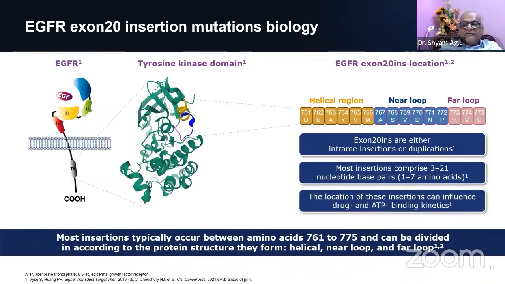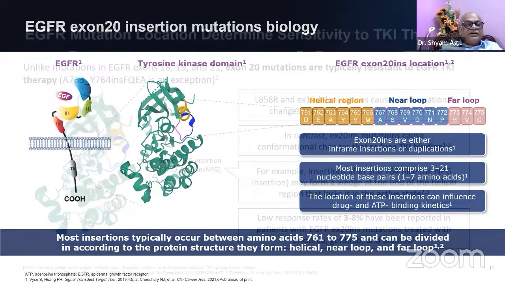So these are either in the form of in-frame insertions or duplications, and most insertions comprise 3 to 21 nucleotide base pairs, which is 1 to 7 amino acids, and the location of these insertions can influence drug and ATP binding kinetics. So there are different exon 20 insertions, as you can see here, and most of them are happening between 761 to 775 amino acid. And depending upon the site, they can be helical, near loop, or far loop. Next slide.